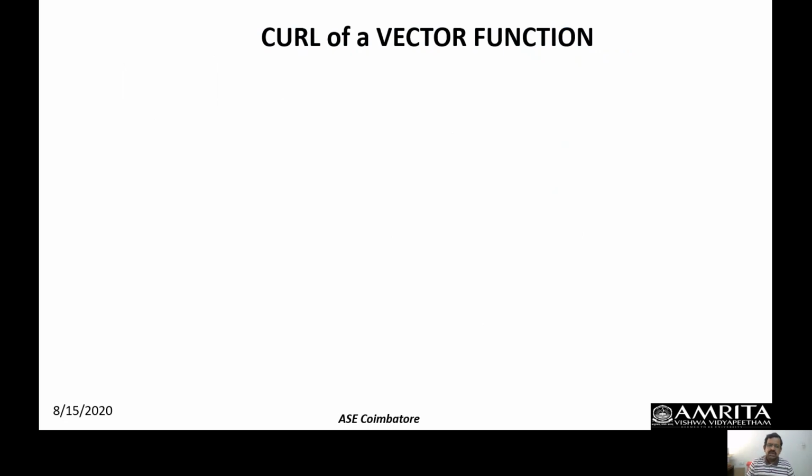Now let us talk about curl of a vector function. As the name suggests, it measures how much this vector function rotates about a point. Okay, so that is the curling, or swirls about a point, the extent of swirling. And again this curl has a lot of context both in fluid mechanics as well as in electromagnetics.